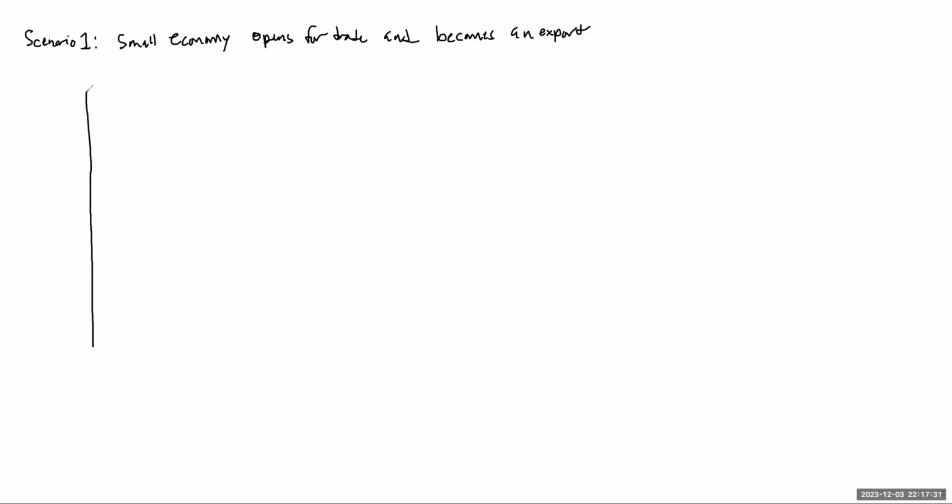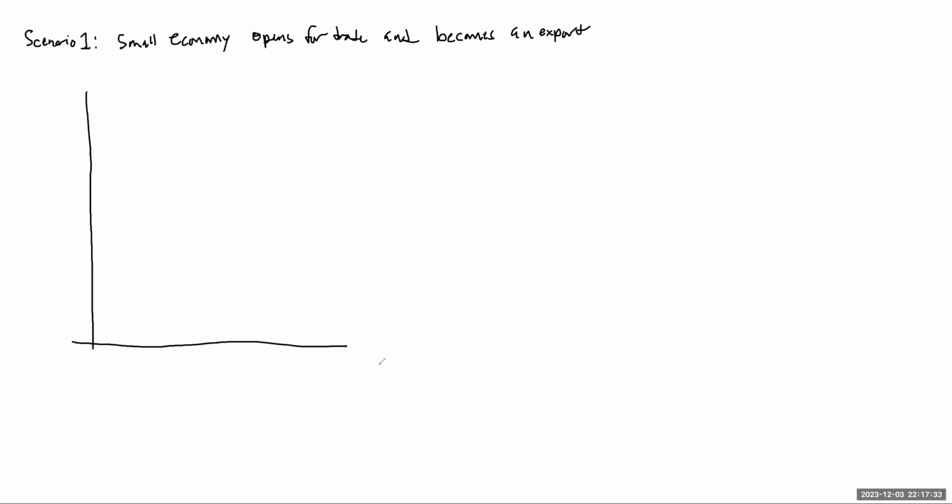And under this scenario, a small economy opens for trade and becomes an exporter. Okay, so this country is going to open up for trade and it's going to become an exporter. Let's see how that happens.